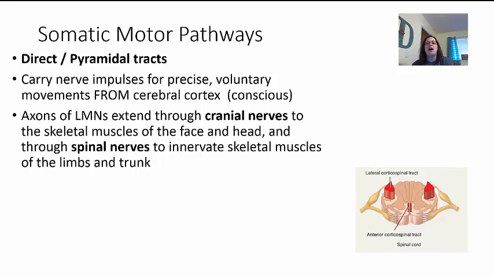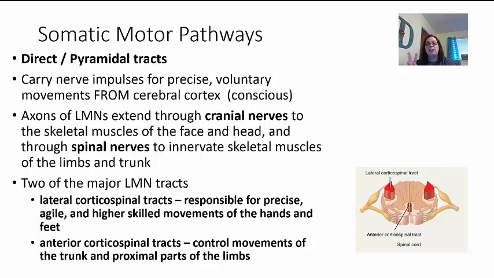Now, these axons of the lower motor neurons extend through either cranial nerves to the skeletal muscles of the face or head, or through spinal nerves to innervate the skeletal muscle in the limbs and the trunk. So they're either going to leave in the cranial nerves and talk to your face, or they're going to leave through the spinal nerves at the particular level and talk to those muscles in that area.